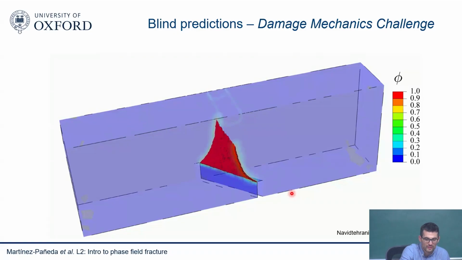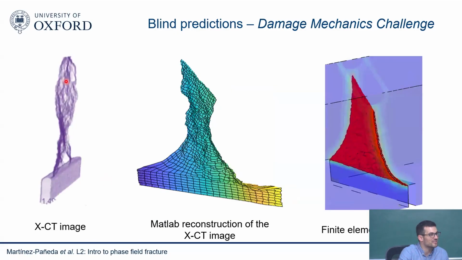No, they did the experiment. They measured with XCT, and this is the MATLAB reconstruction of their XCT images. So this is the comparison between the experiment and the finite element prediction. I don't know if I included it, but the force displacement curve was also in very good agreement. And this is what they got out of the XCT.